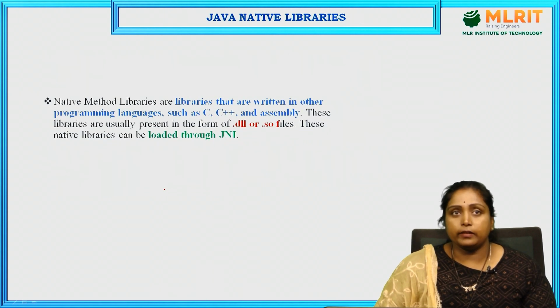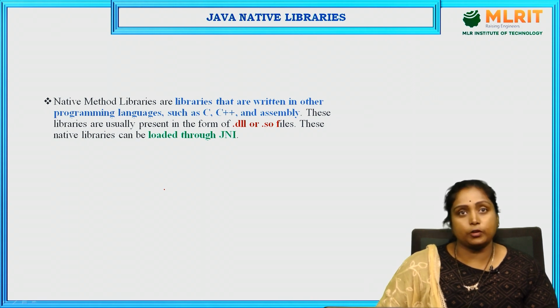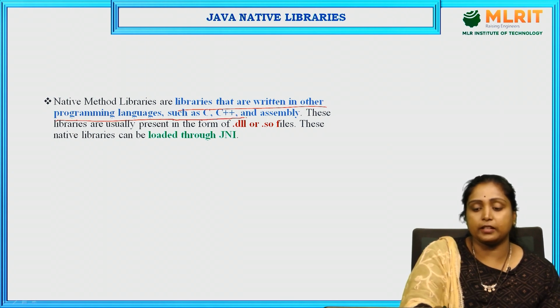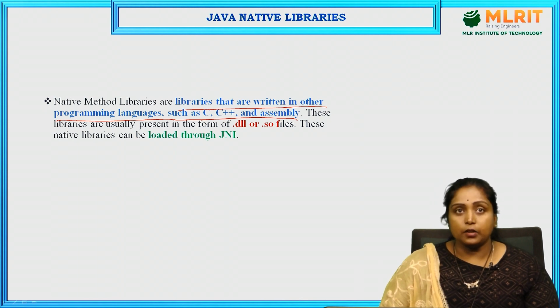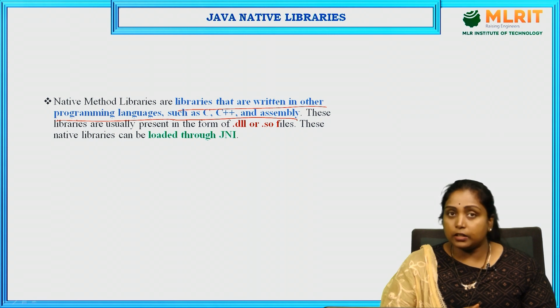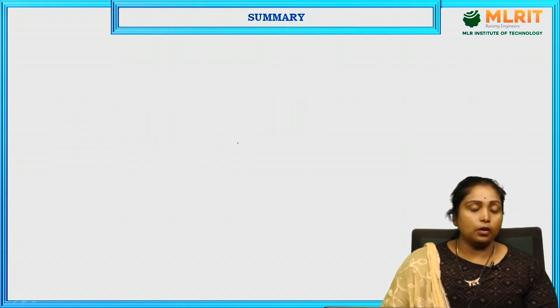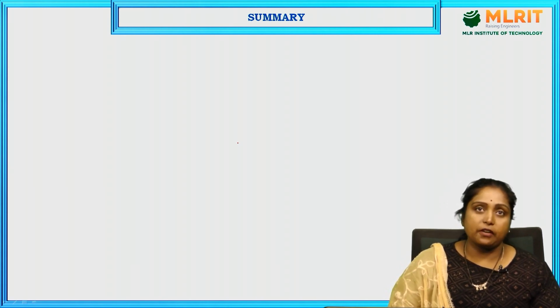Next, Java native libraries. These are libraries written in other programming languages such as C, C++ and assembly. These libraries usually support the JNI, Java Native Interface. They are present in .dll and .so files, and these libraries are loaded through the Java Native Interface. This is all about the architecture of the Java Virtual Machine.